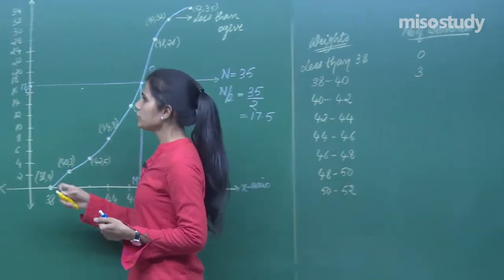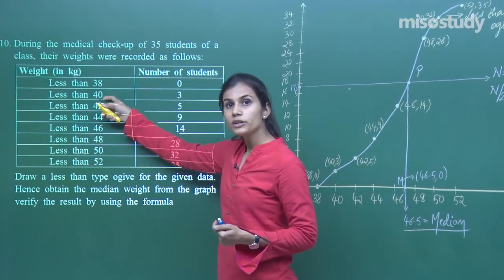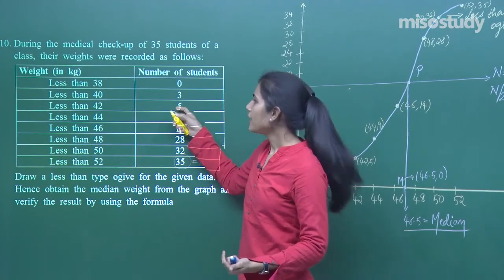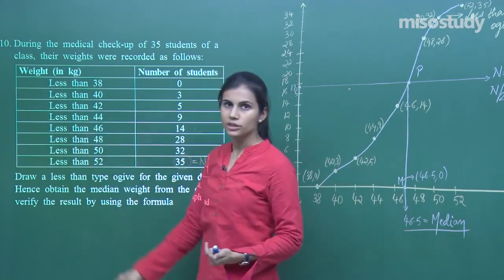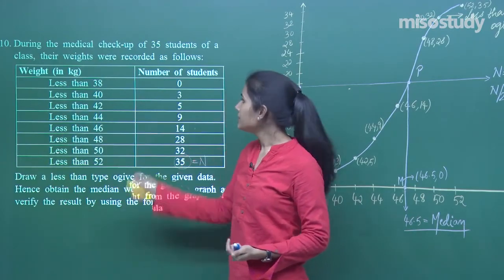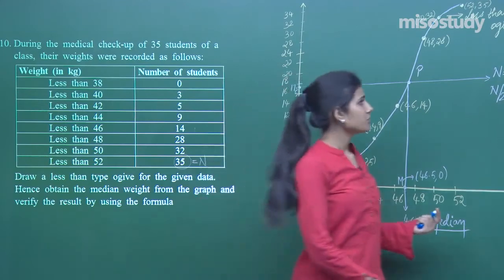From 40 to 42, 3 students have weight less than 40. I want weight greater than 40, less than 42. So what is it? 5 students have weight less than 42, out of which 3 students have weight less than 40. That means 2 students have weight greater than 40 and less than 42. So here I will have 2.